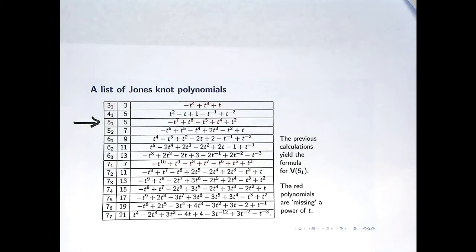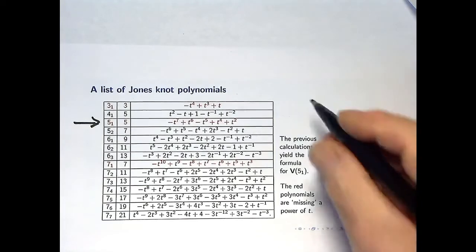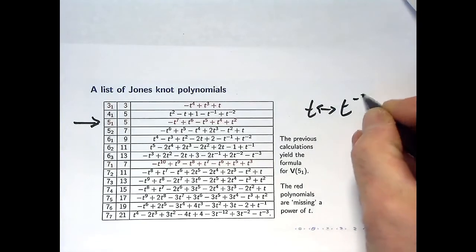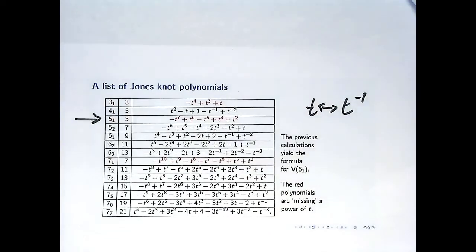Don't forget that most of these knots are not equivalent to their mirror images, and if you go to the mirror image, you have to replace t by t to the minus 1. So when you see tables of Jones polynomials in books, you may well see some of these different because you may see negative powers of t. That doesn't mean it's wrong, it just means they've chosen the mirror image.